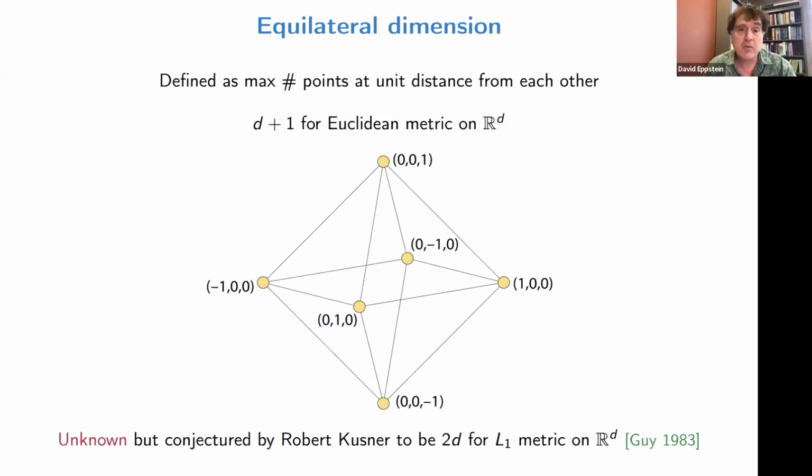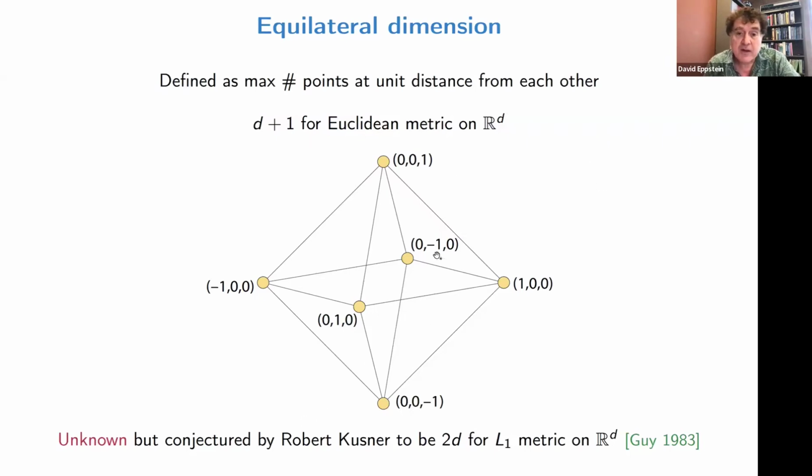In the plane, you can find 3 points at unit distance from each other, the 3 vertices of an equilateral triangle. In 3 dimensions, you can find 4 points, the 4 vertices of a regular tetrahedron. And so the equilateral dimension of a space is defined as the maximum number of points at unit distance from each other. And so different distance functions are going to have different equilateral dimensions. The L infinity metric turns out to have equilateral dimension 2 to the d. The points of a cube or of a hypercube are all at equal distances from each other. You can scale that to be distance 1.